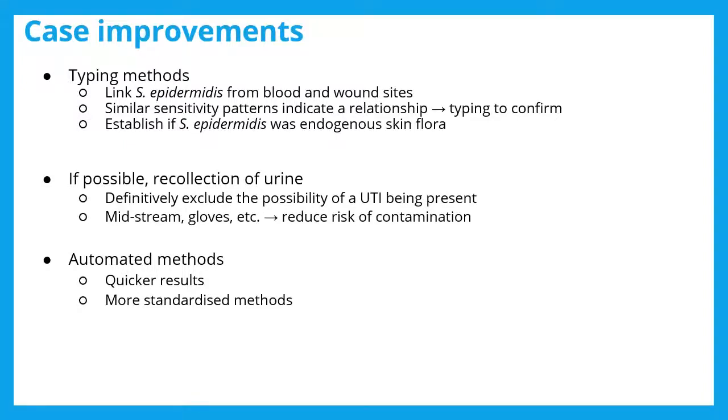In the identification and susceptibility testing methods previously mentioned, predominantly manual techniques were used, aside from the automated systems used for blood. However, using automated identification and susceptibility testing would allow for results to be obtained more quickly and by using more standardized methods, reducing the risk of human error affecting the results obtained.